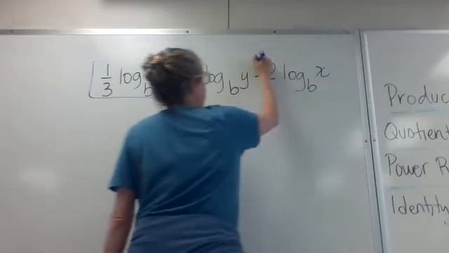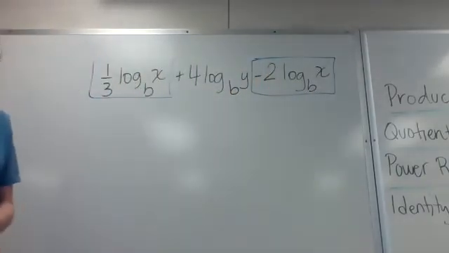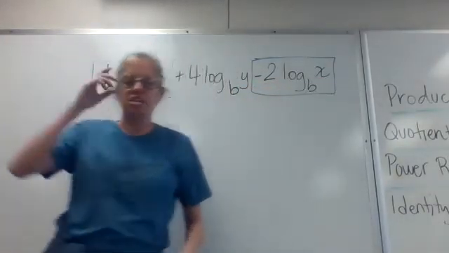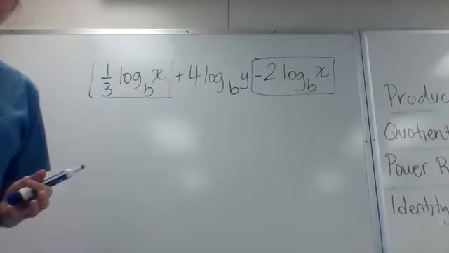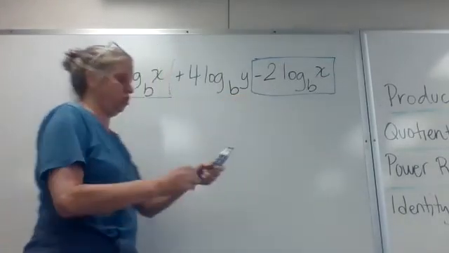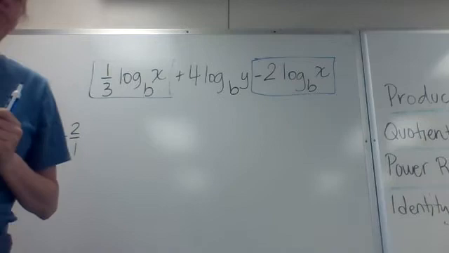These are like terms, right? They're both log base b of x. So I'm going to put those together. So I've got 1/3 of them here minus 2. So that's what I need to figure out first. What is 1/3 minus 2 over 1?